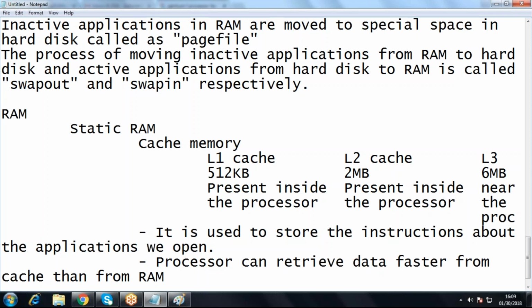And one more point is cache is present inside the processor, and it works at the speed of the processor. That's the reason the processor will get the data faster from cache than from RAM, which is located somewhere else on the motherboard.